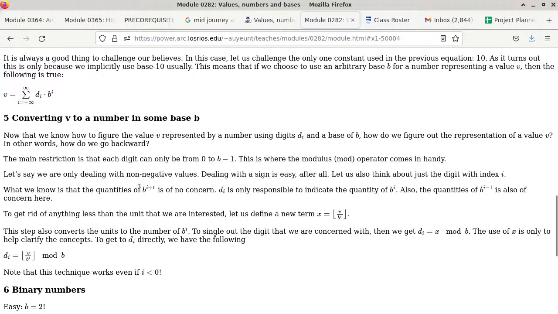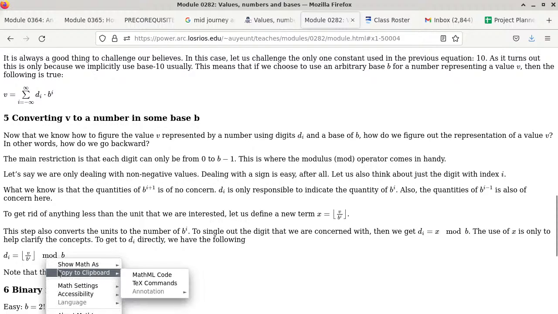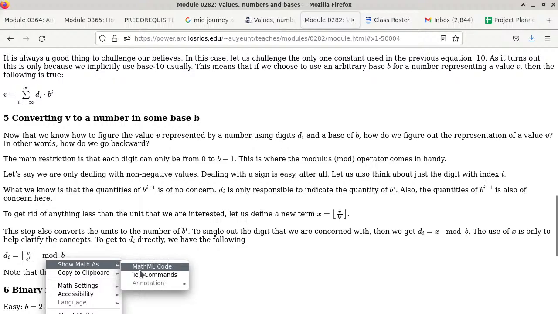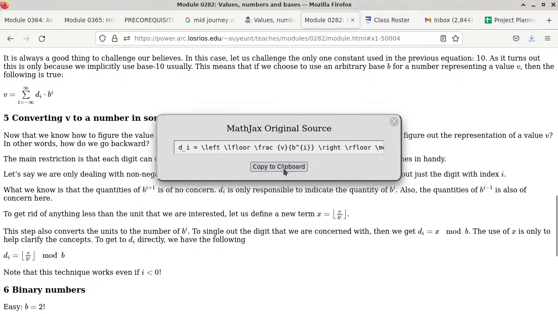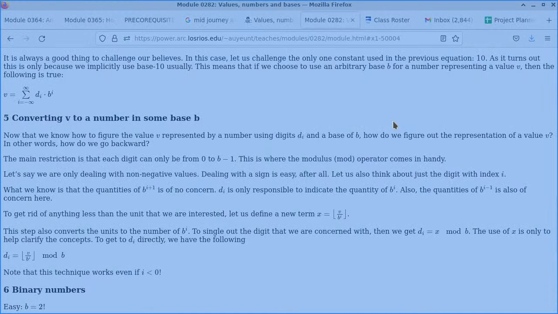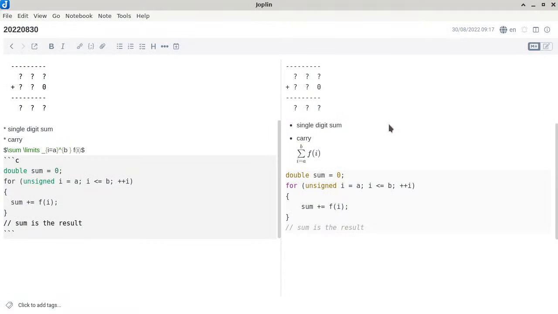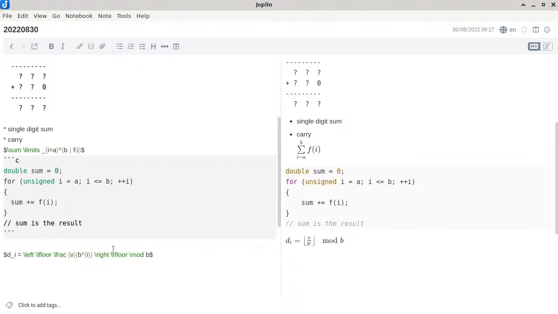All right, so the bottom line is this. We'll just focus on this equation here, and I'm going to copy the tag command so I can put it into Joplin. Put $2 around the equation, and then put it here. All right, there we go.